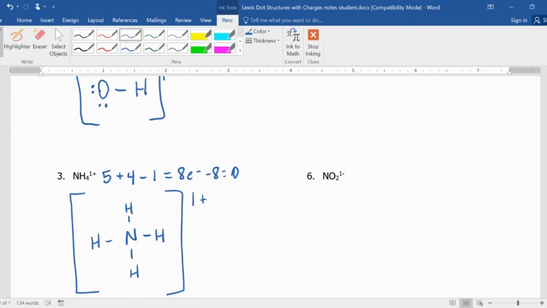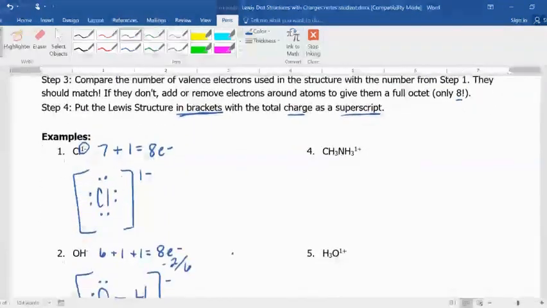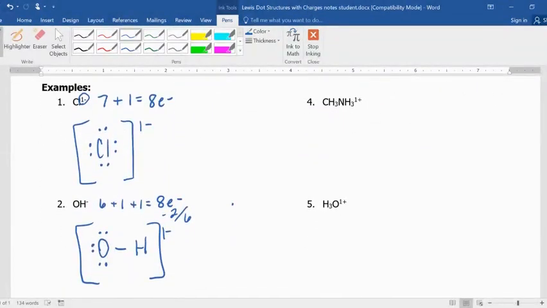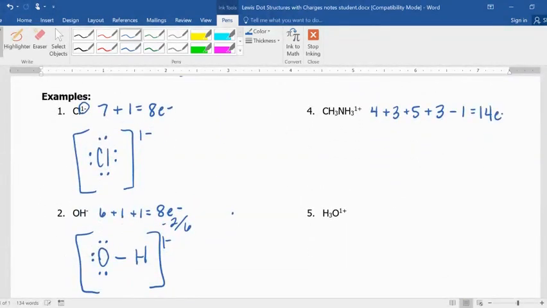Numbers 1, 2, and 3 all had 8 electrons total. Let's try one that's a little bit different. So let's try number 4. Carbon has 4 valence electrons. There's 3 hydrogens, so that'd be plus 3. Nitrogen has 5, plus 3 more for the next 3 hydrogens. And then it has a positive 1 charge, which means we're going to subtract 1. So 4 plus 3 is 7, plus 5 is 12, plus 3 is 15, minus 1. We have 14 electrons this time to work with.